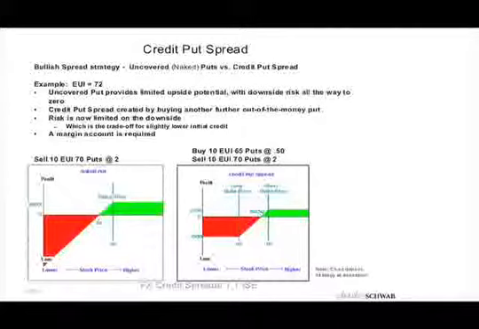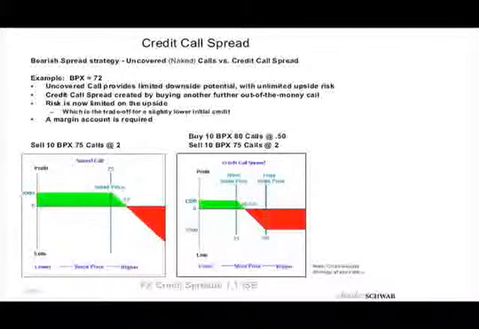All right, let's take a look at this comparison of the credit call spread, which is the bearish strategy, to the naked. Now, in this case, this is the dollar versus the British pound. Let's say I believe that the dollar is going to lose ground relative to the British pound. I could go out there and sell the $75 calls, 10 of them at a price of 2. I'd bring in $2,000 in that case.